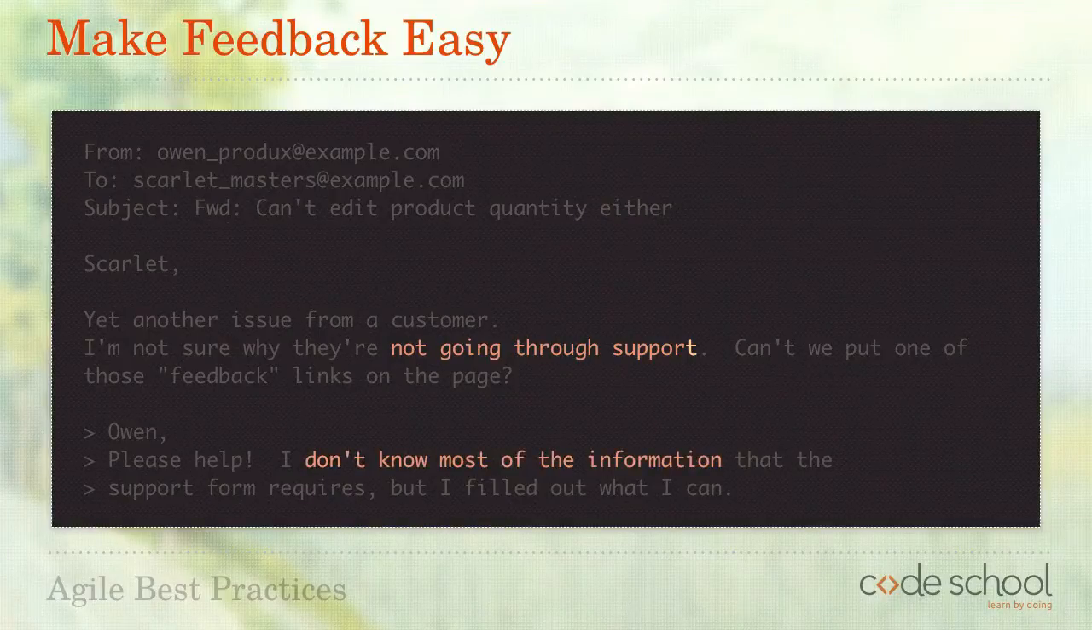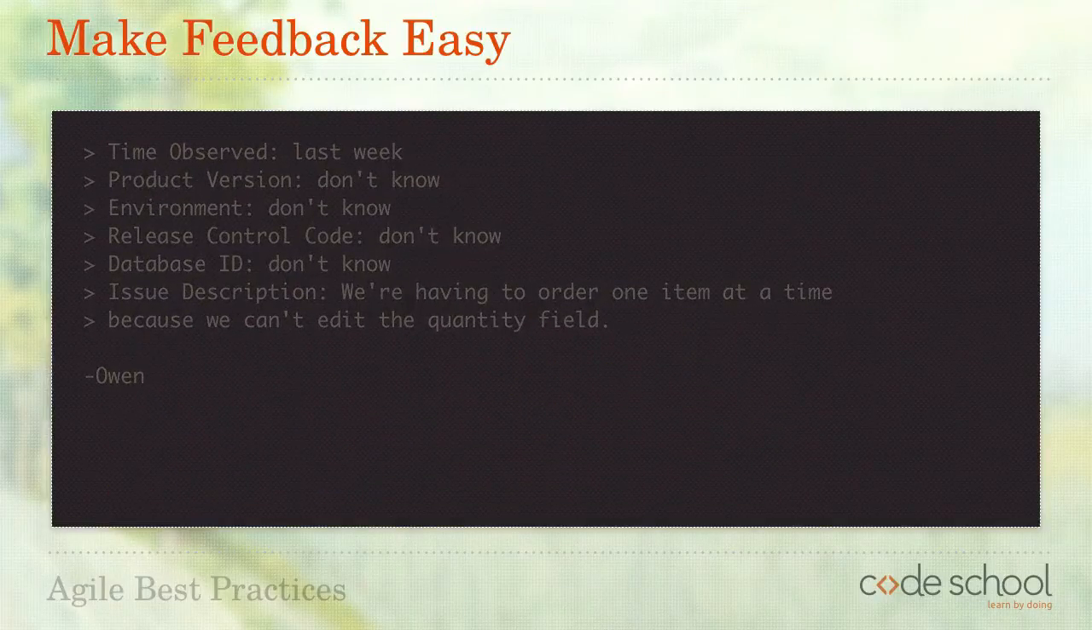It seems the support page they've been given has a bunch of required fields that they don't know how to fill out. They're being asked for a product version, an environment, which we already know would be production, a release control code, and a database ID. Really, the only field on this form that's useful at all is the issue description.